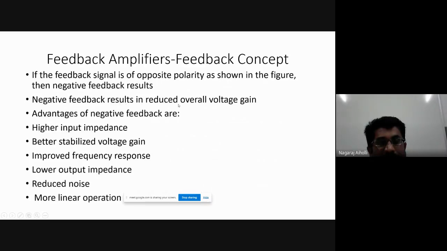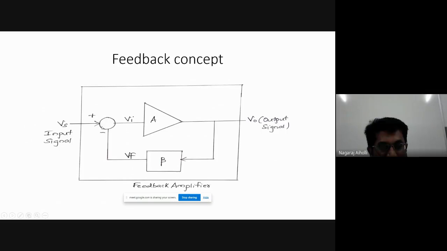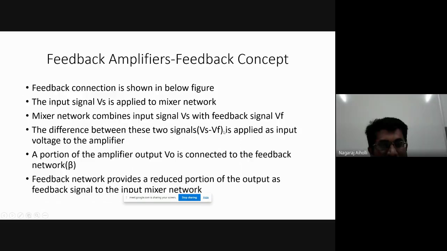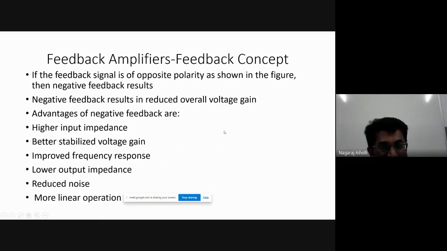What are the advantages of the negative feedback amplifiers? There are a few advantages of negative feedback amplifiers. The advantages are: it results in high input impedance. The input resistance or the input impedance of the circuit is high. Then the output impedance is low.